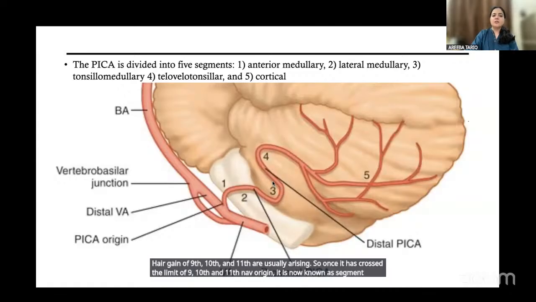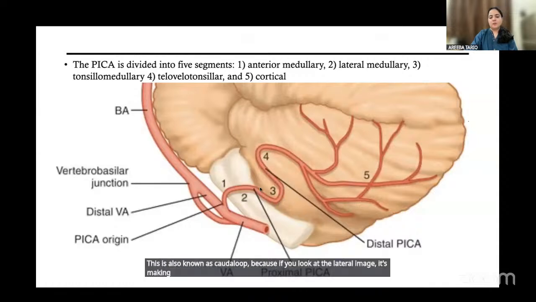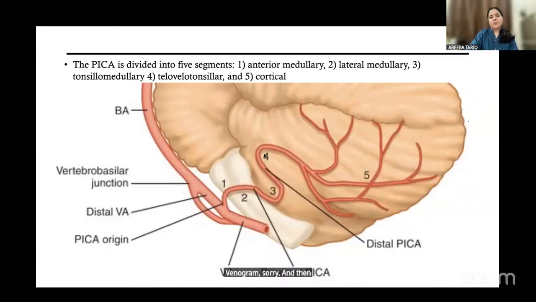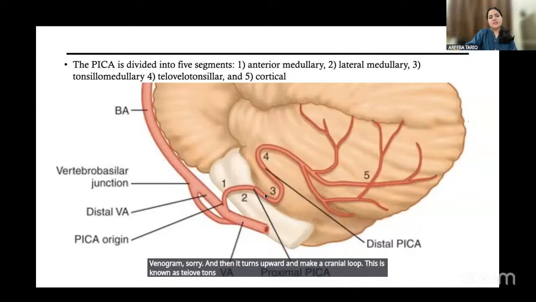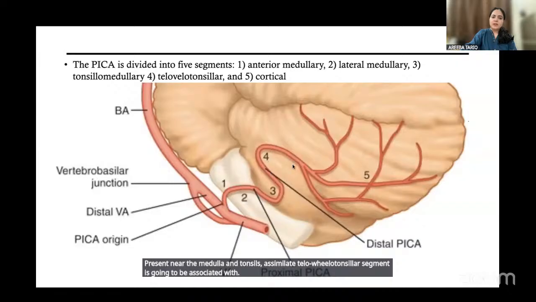Once it has crossed the limit of 9th, 10th, and 11th nerve origin, it is now known as segment 3 or tonsillomedullary segment. This is also known as the caudal loop because if you look at the lateral image, it's making a loop downwards. This is very important when we are looking at the venograms. And then it turns upward and makes a cranial loop. This is known as tela-velo-tonsillar. As the name suggests, the tonsillomedullary segment is going to be present near the medulla and tonsils, and similarly, the tela-velo-tonsillar segment is going to be associated with similar structures.